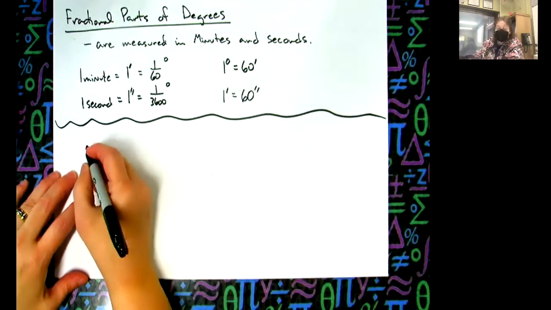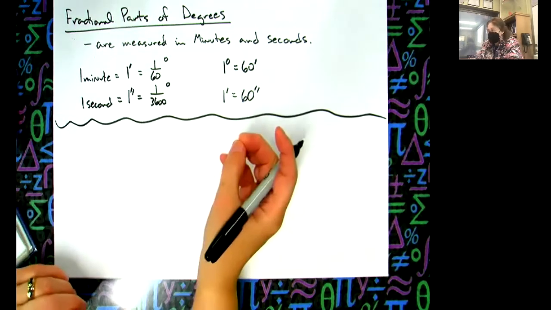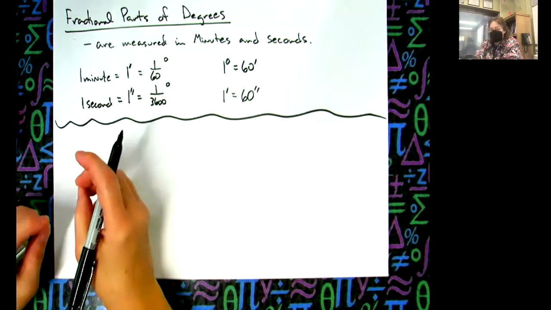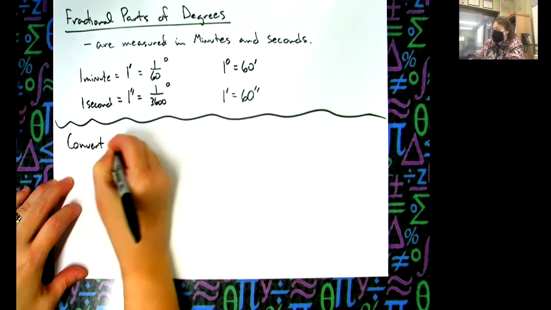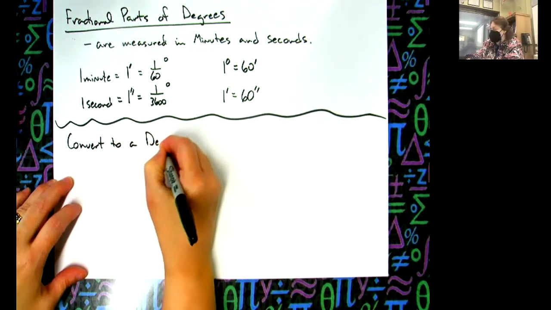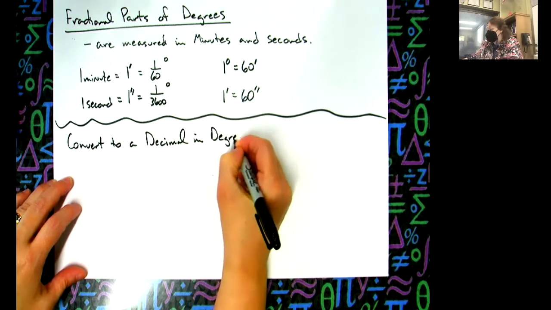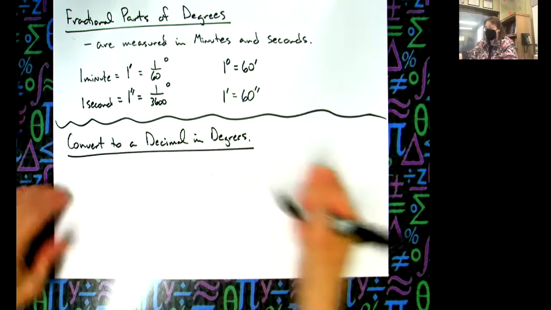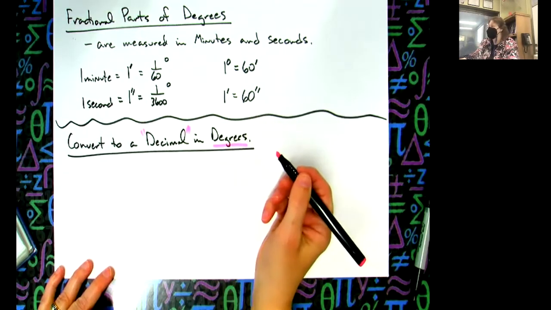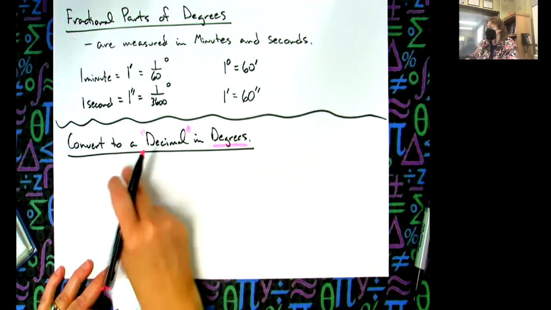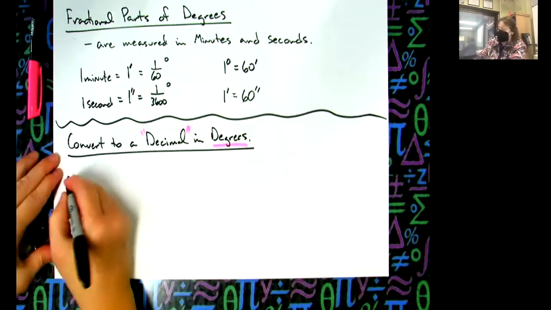So let's suppose that we are going to convert to a decimal in degrees. That is going to tell you how to label your answer. I'm going to have a decimal, and the label is going to be degrees. Convert to a decimal in degrees. And this is going to be the great big huge fractional part.